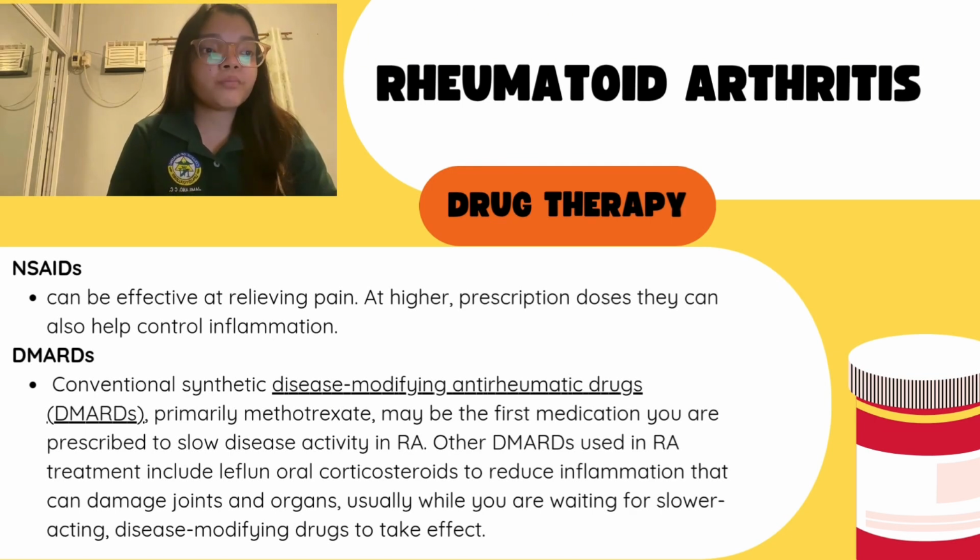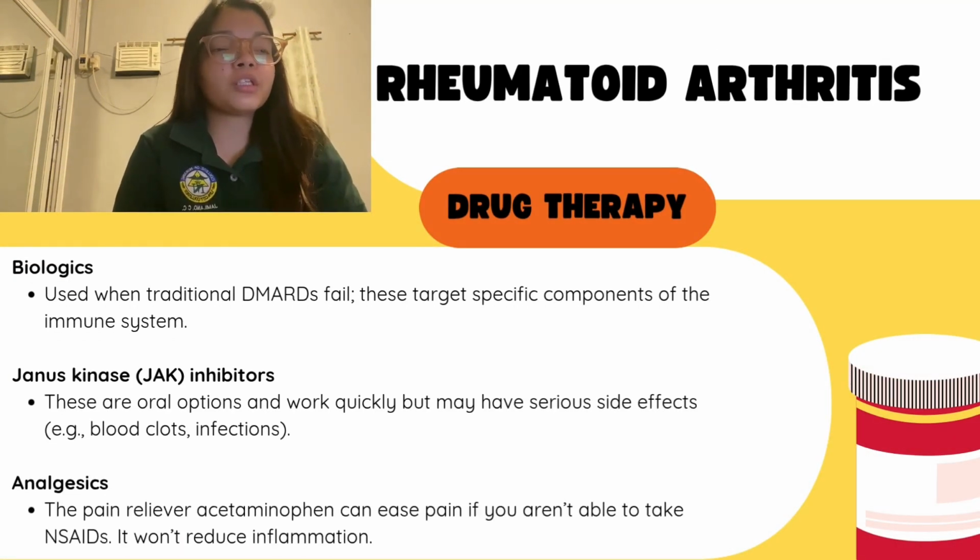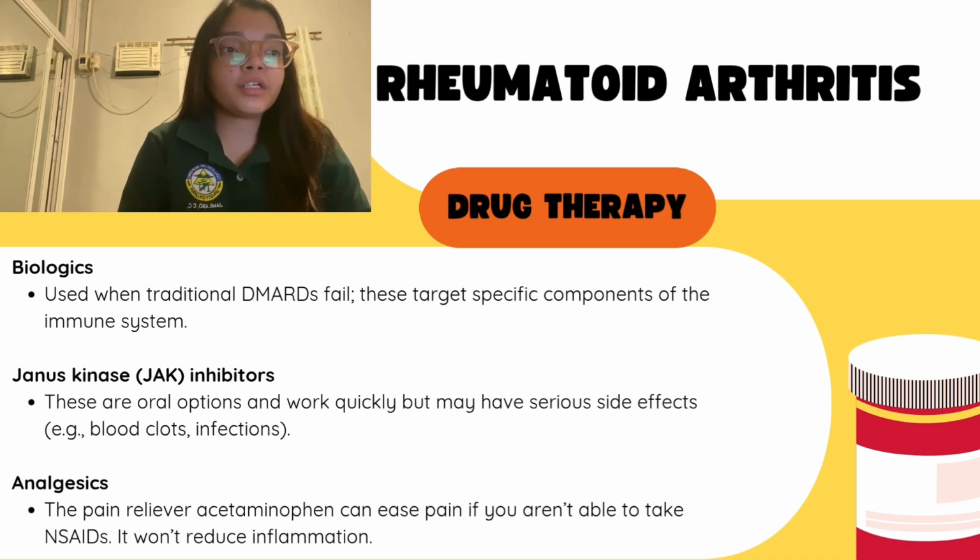The DMARDs used in RA treatment include low-dose oral corticosteroids to reduce inflammation that can damage joints and organs, usually while you are waiting for slower-acting disease-modifying drugs to take effect. Biologics are used when traditional DMARDs fail. These target specific components of the immune system. Next are JAK inhibitors. These are an oral option and work quickly but may have serious side effects.